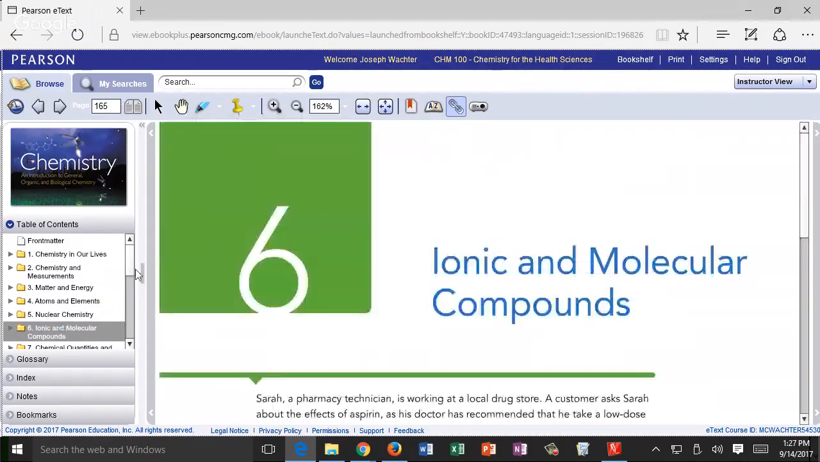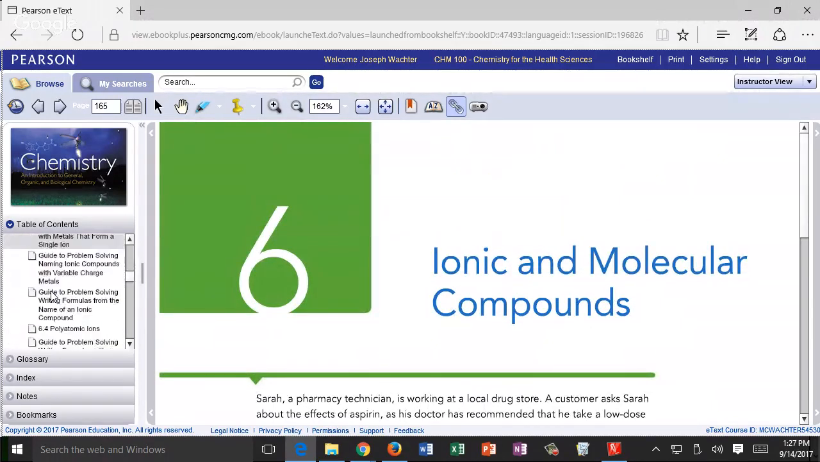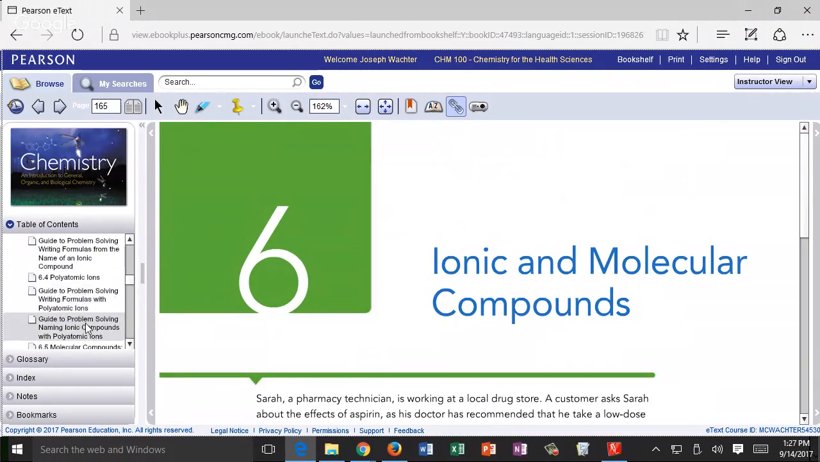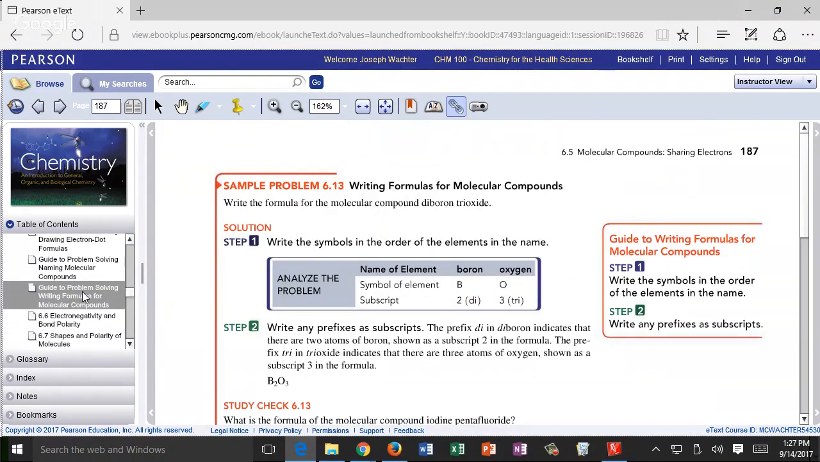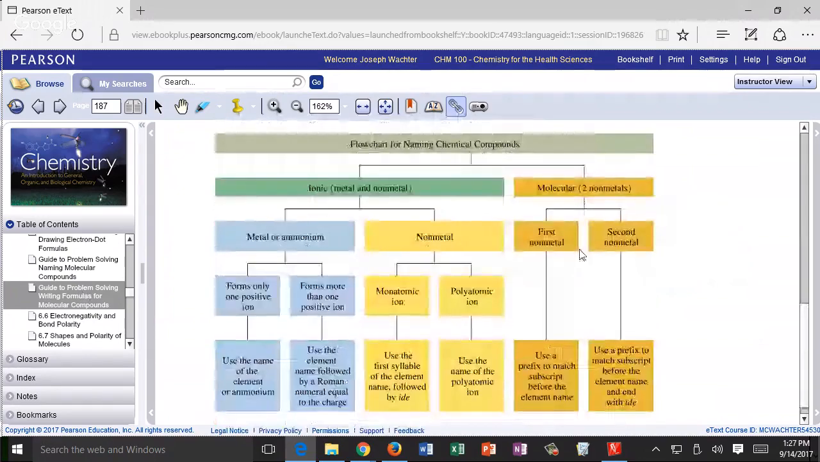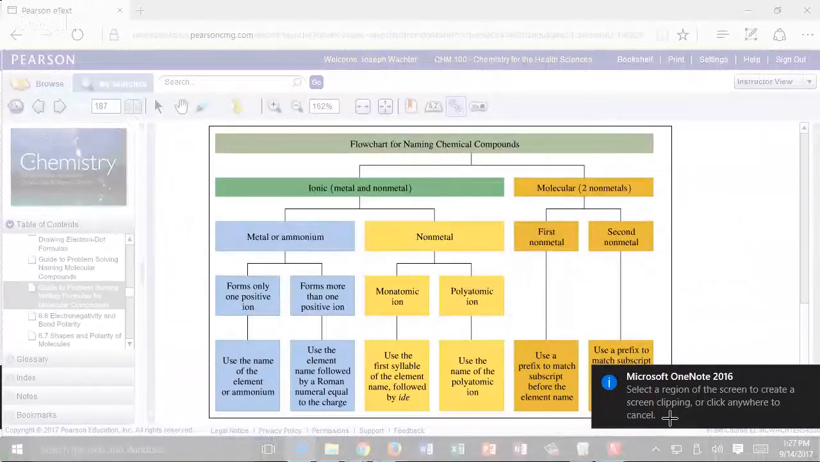All right, so if you go into chapter 6, it is just after the naming stuff. There's a guide to problem solving with naming compounds. And there's this flow chart. Not the best designed flow chart, but the content is good.